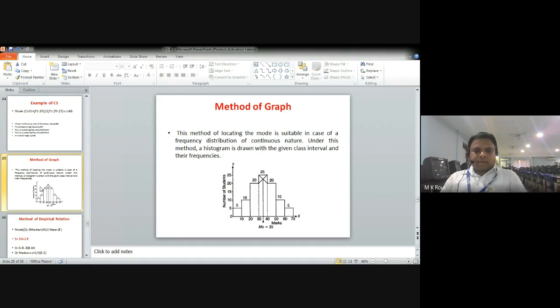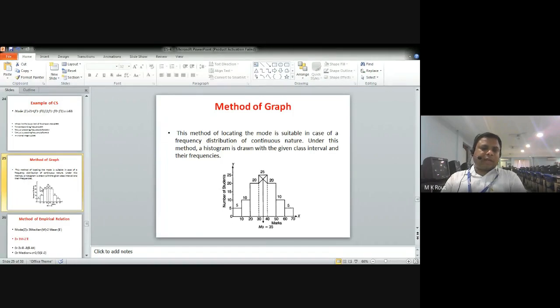This is the third method, that is the method of graph. This method of locating the mode is suitable in case of frequency distribution of continuous nature. Under this method, a histogram is drawn with the given class intervals and their frequencies. So here is a typical example of number of students versus their marks.